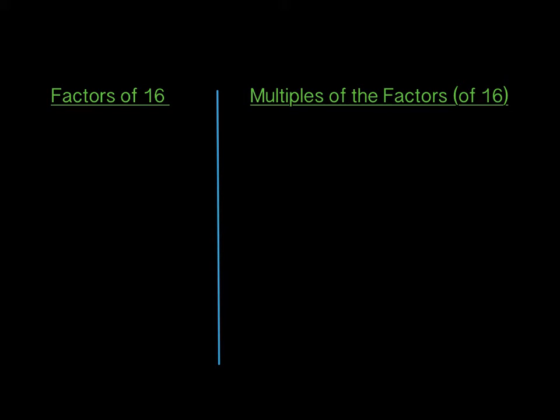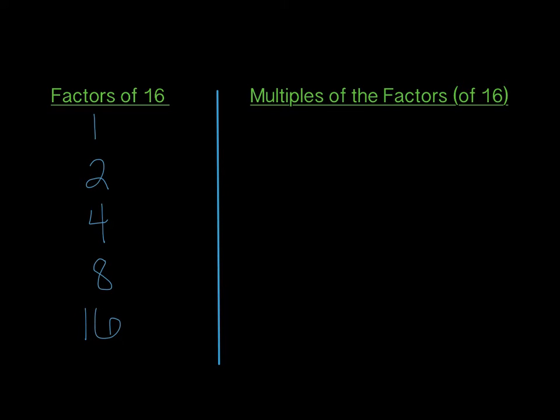So let's look at factors of 16 and multiples of the factors of 16 and look at how they are related to one another. So if I list the factors of 16, and remember when we did our T-chart a couple of lessons ago, and we looked at factors, we would put 16 at the top, and we would list our factors. So 1 would be a factor, 2 would be a factor, 4 would be a factor, 8 would be a factor, and 16 would be a factor.